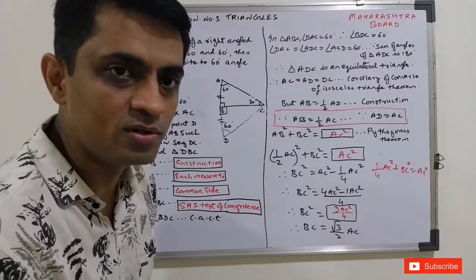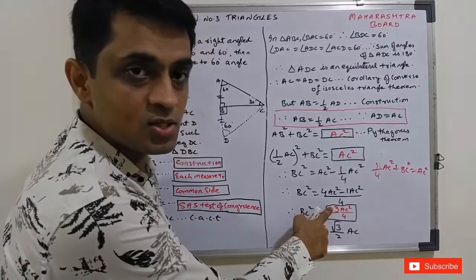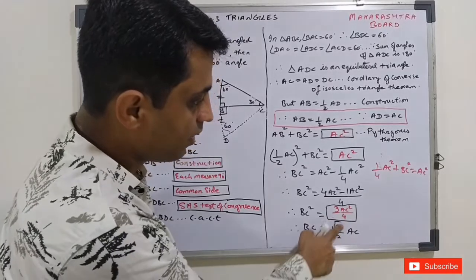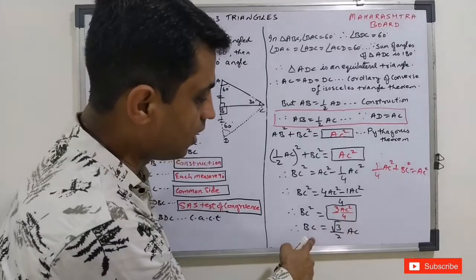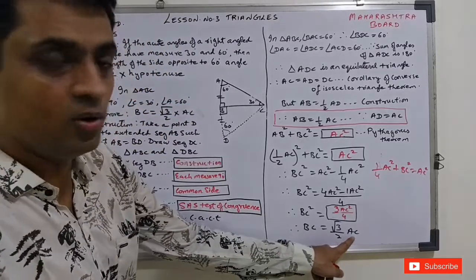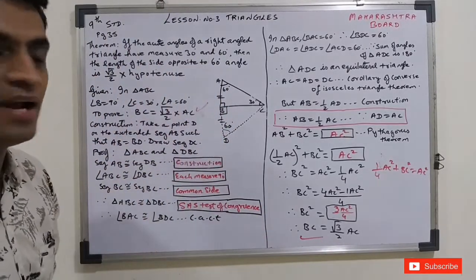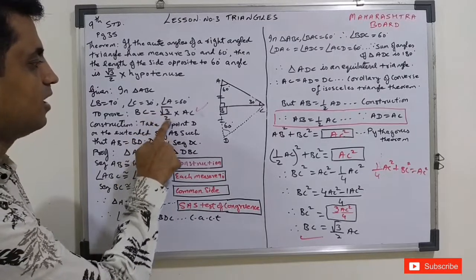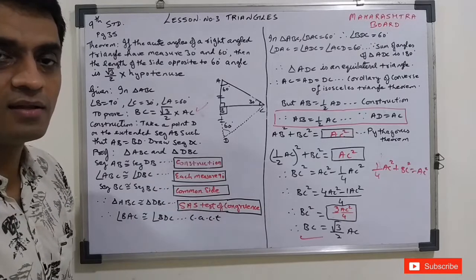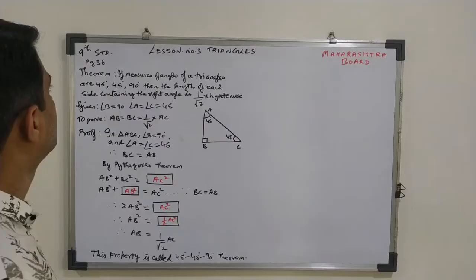Now take the square root of both sides. When you take the square root, BC will be equal to root 3, since the square root of 3 is not possible to simplify, upon the square root of 4, which is 2, into the square root of AC square, which is AC. So we got BC is equal to root 3 upon 2 into AC. This is what we had to prove. So we can say the side opposite to 60 is root 3 upon 2 into hypotenuse. A very important theorem, we are going to use it in our sums. This is called the 30, 60, 90 degree theorem.